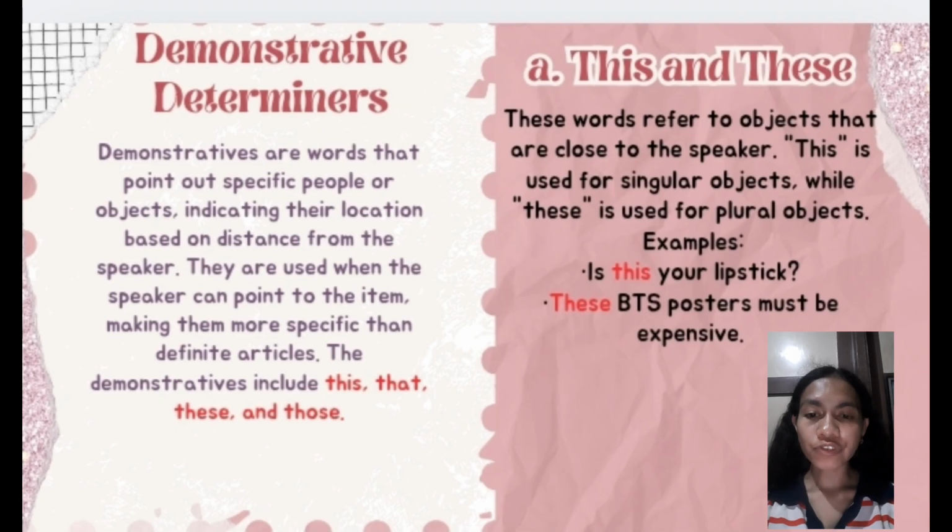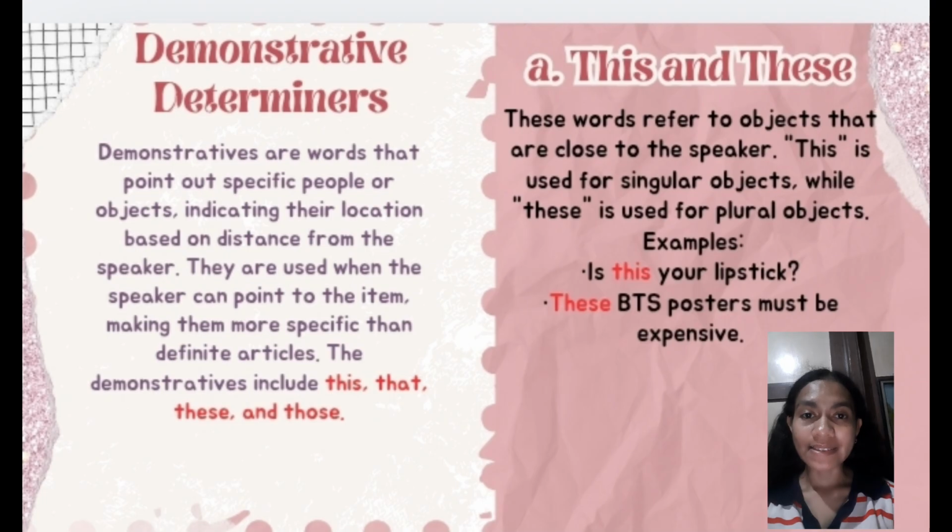Next is demonstrative determiners. Demonstratives are words that point to specific people or objects, indicating their location based on distance from the speaker. They are used when the speaker can point to the item, making them more specific than definite articles. The demonstratives include this, that, these, and those.